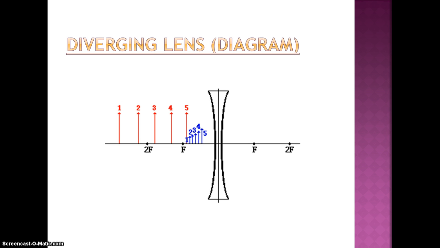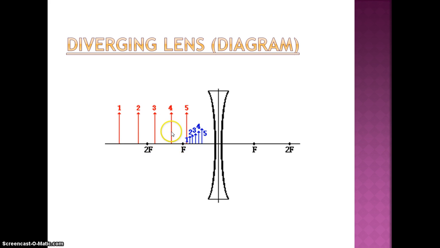Now I'm going to explain the diagram for diverging lenses. This one is a lot less complex than the converging lenses. We're only going to show you 5 scenarios because each scenario is about the same. The first 2 objects are placed before twice the focal length. And as you can see, the blue lines here, 1 and 2, are both smaller, upright, and imaginary. The focal lengths, or the focal points, really aren't relevant when it comes to determining the image.